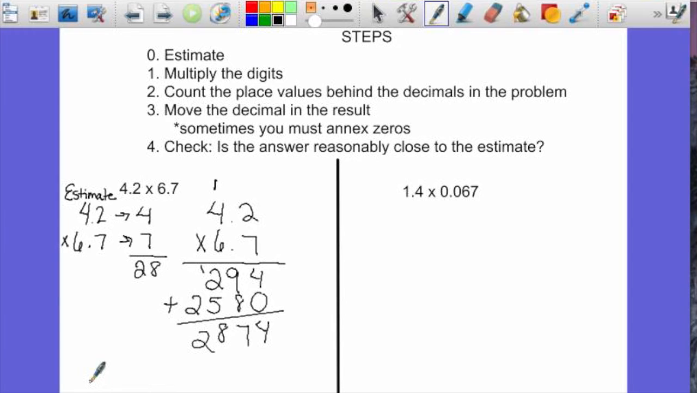But if you want to know exactly, you need to count your place values. I have 1 place value behind the decimal in the first number and 1 in the second one. So I need to move it 2 spots from the end. So always at the end, move it 2 spots. And the true answer is 28.74, which is much more reasonable.